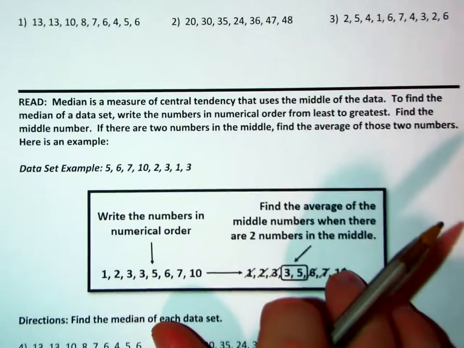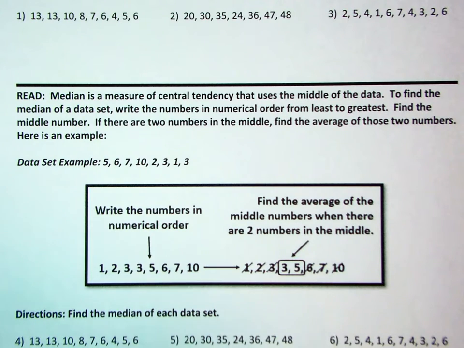The median. Median is the measure of central tendency that uses the middle of the data. To find the median of the data, write the numbers in numerical order from least to greatest. Find the middle number. If there were 2 numbers in the middle, find the average of those 2 numbers.